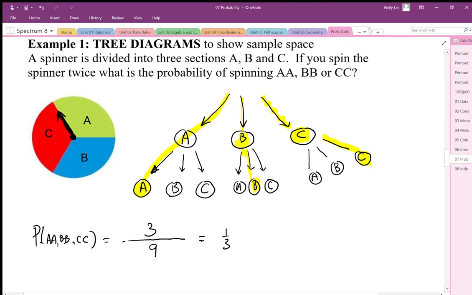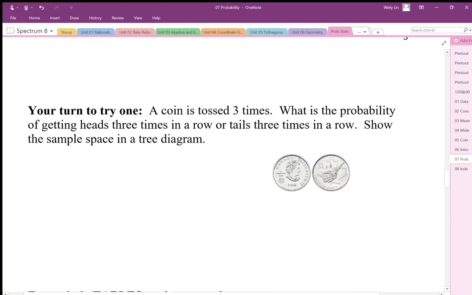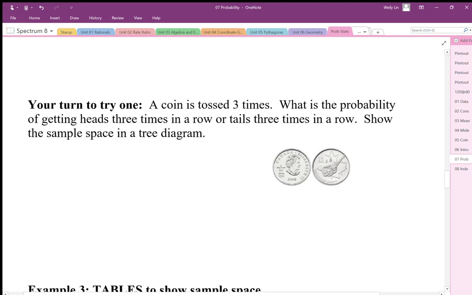Here we needed 2 rows on our tree because it's 2 events. How many rows do you think we should have on a 3-event probability? Okay, so think about that. Pause the video and see if you can draw this in.